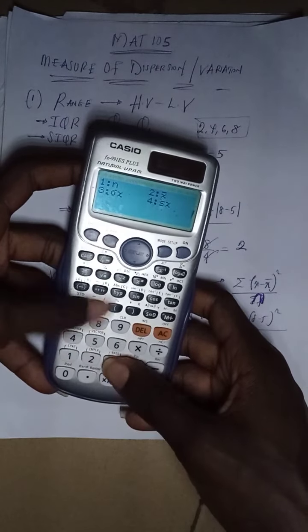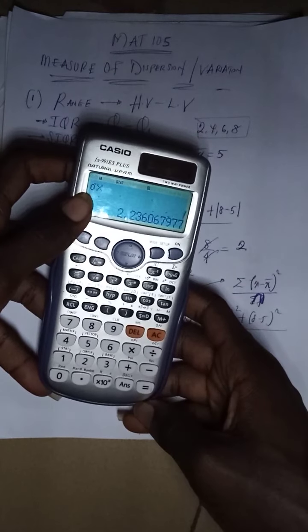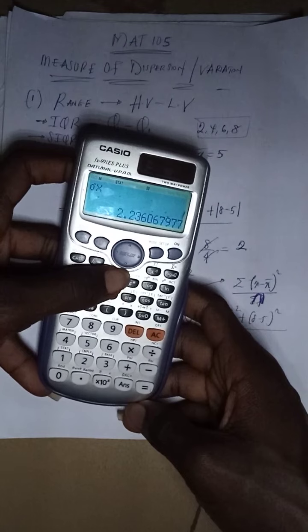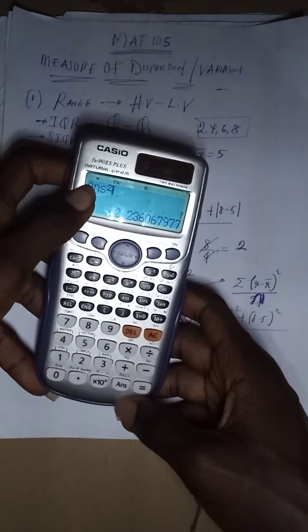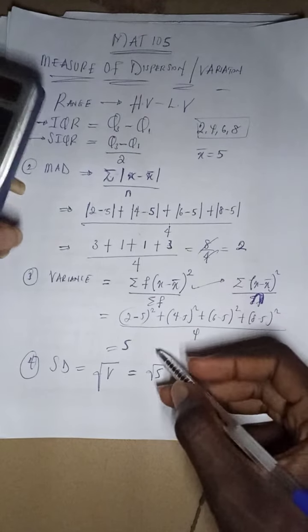Then you go ahead and use 3. 3 is standard deviation. You can only get standard deviation. Standard deviation is what? 2.23. To get variance, just press square. Take this answer and square it. So variance is 5. So the calculator works all the time for this kind of question, so you don't have to stress yourself.